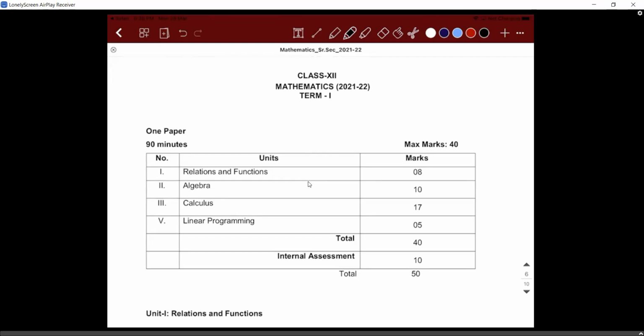Second is the algebra part. Algebra is slightly different compared to the previous one. There you learned about permutations, combinations, and Bernoulli's theorem. Here you will be learning about matrices and determinants.